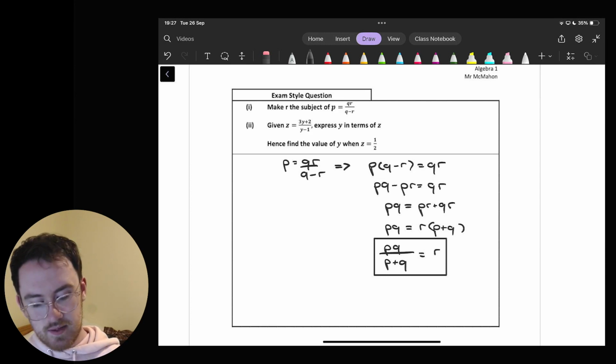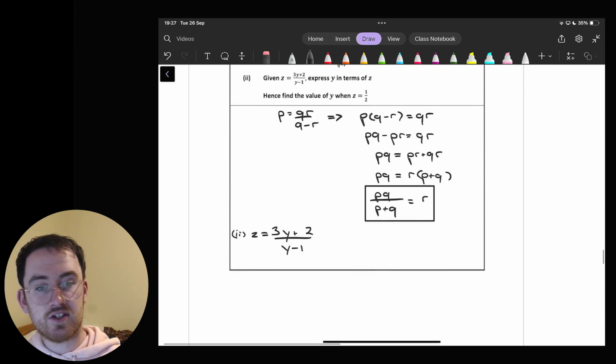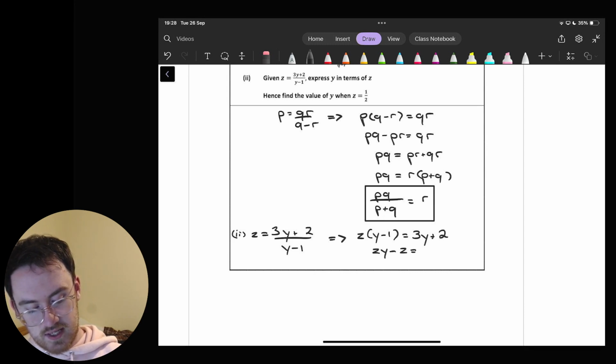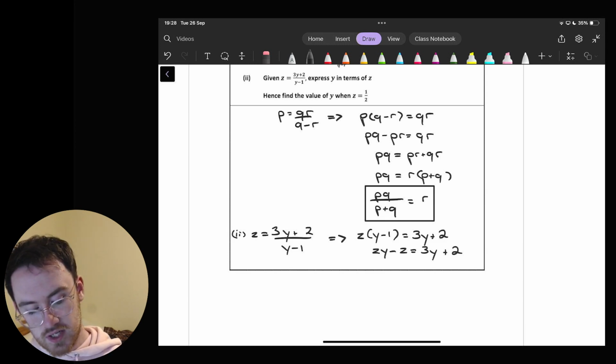Okay, same thing then with part 2. Given that z is equal to 3y plus 2 over y minus 1, express y in terms of z. So again, we just want to rewrite. So we're going to multiply up: z times y minus 1 equals 3y plus 2. zy minus z equals 3y plus 2. So obviously we want to try and gather anything that has a y part. So zy minus 3y equals z plus 2.